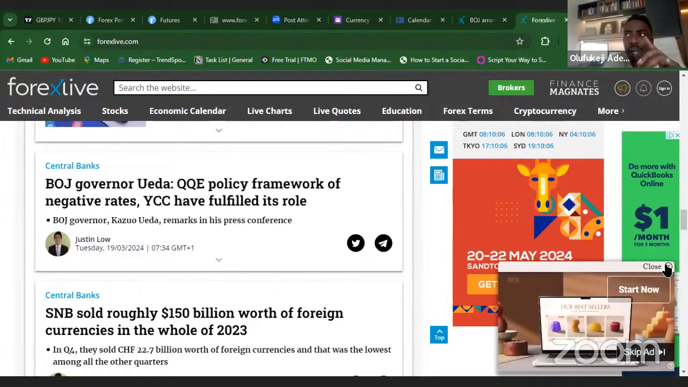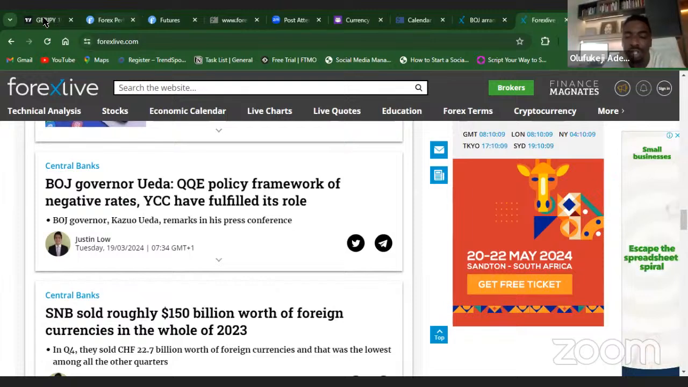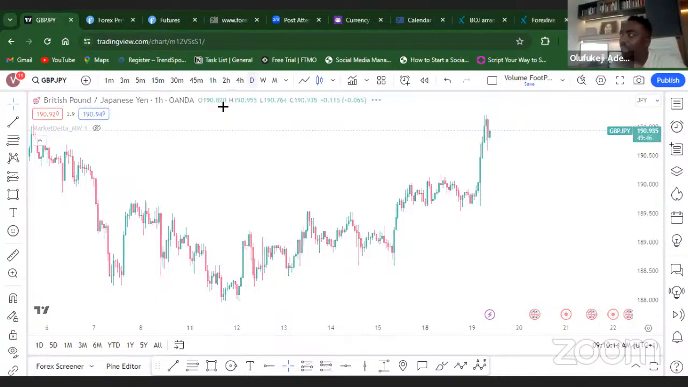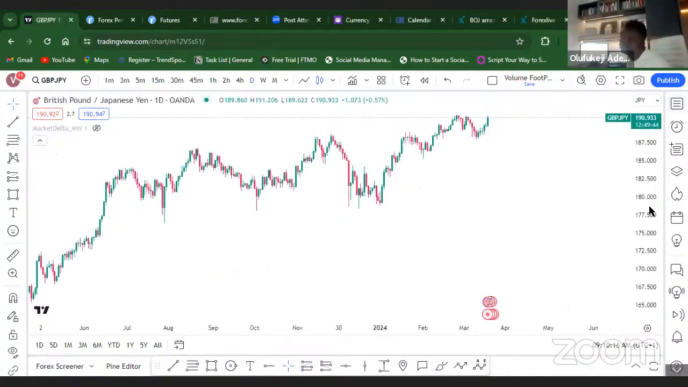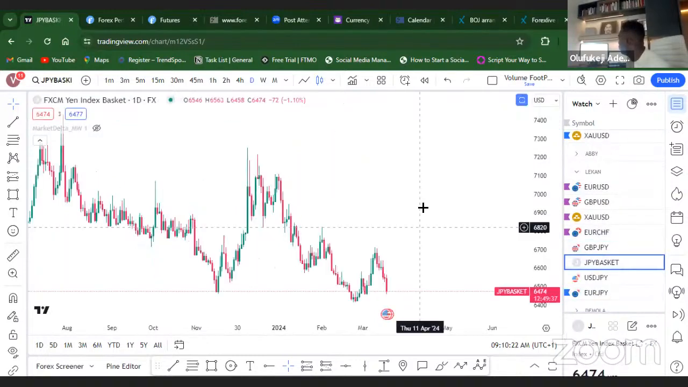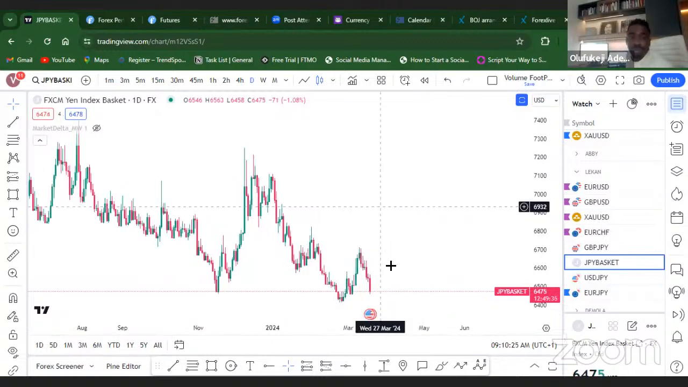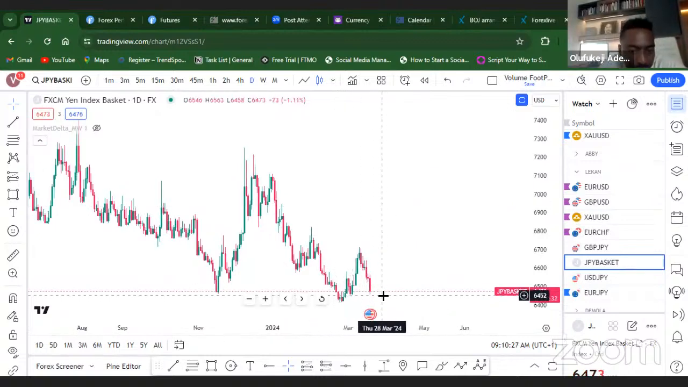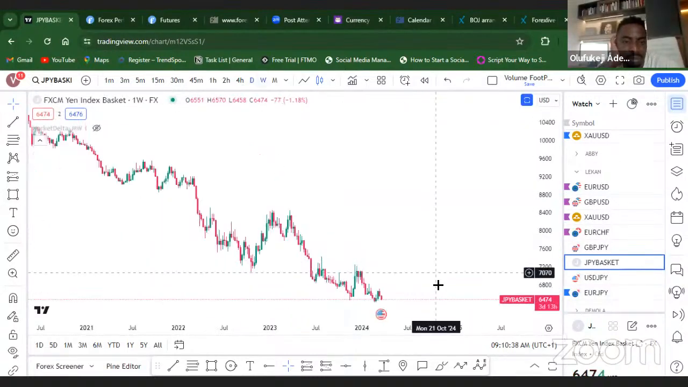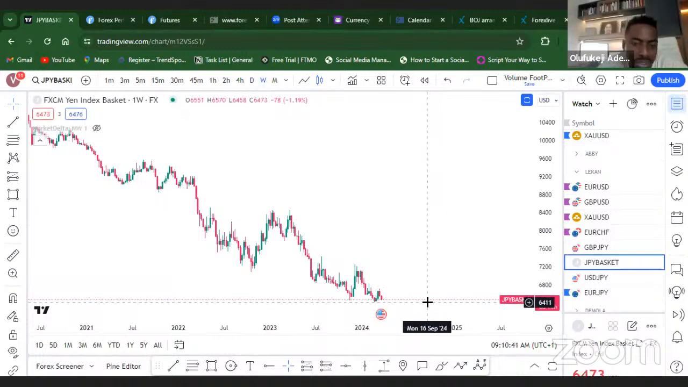Please show me the yen basket on TradingView, daily. So we can know when this correction will likely or possibly start to happen. All right. Okay, let's see it on weekly. All right. So there's that low there.